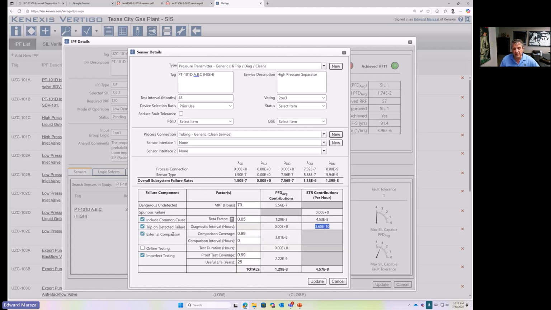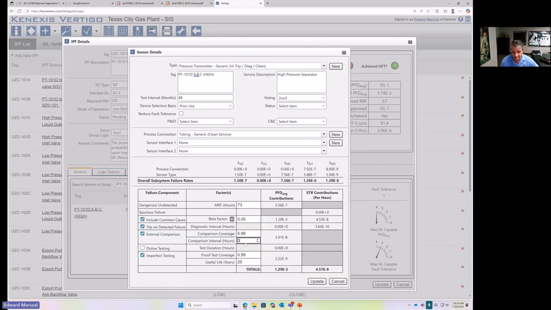Okay, now with this external comparison, you could turn it on or you could turn it off. If you turn it off, obviously it's going to be a PFD contribution of 0 because there are no external diagnostics. But if you are going to use it, you're going to need to know this comparison diagnostic coverage, which I'm putting at 99% right now, and the comparison interval, which I'm going to put at 0. And we'll come back to why these numbers are what they are in just a second.